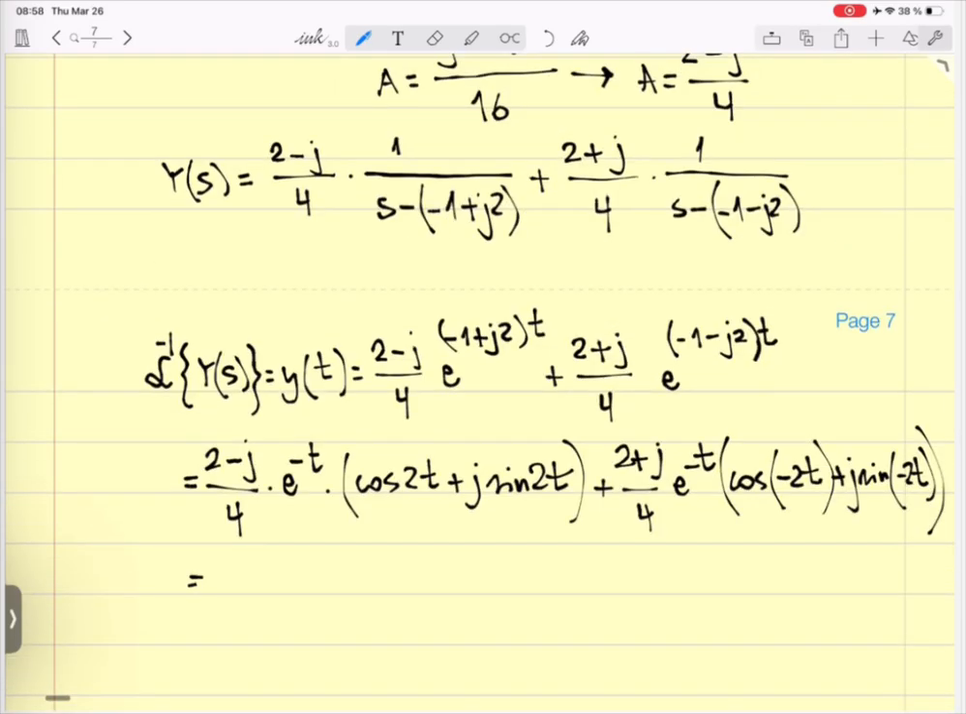In the end, what we get after simplification is that this whole thing is e to the minus t cosine of 2t plus 1 divided by 2 e to the minus t sine of 2t.